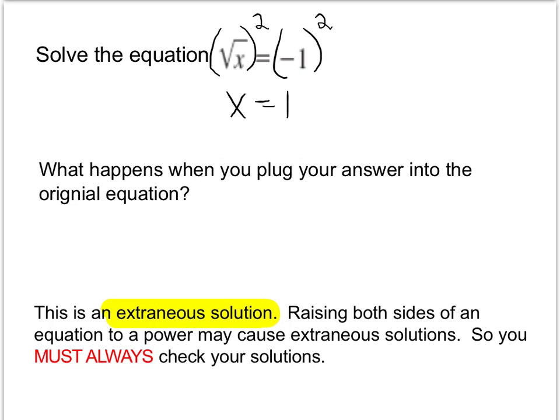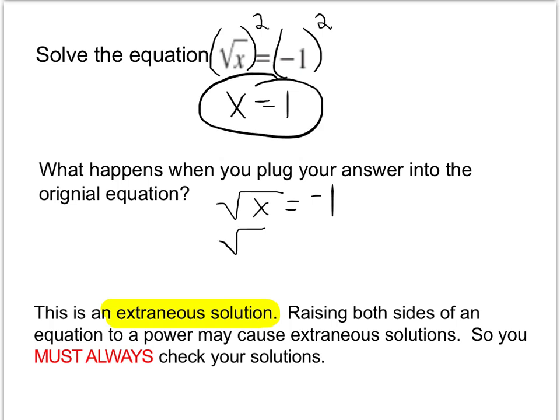Now, what happens when you plug your answer into the original equation? The square root of x equals negative 1 is my original equation. This is what I got for an answer. If I plug that in for x, I know that the square root of 1 is 1, but 1 does not equal negative 1. So this is what we call an extraneous solution. Raising both sides of an equation to a power may cause extraneous solutions, so you always want to check your answers.